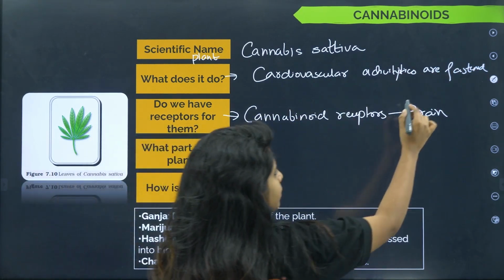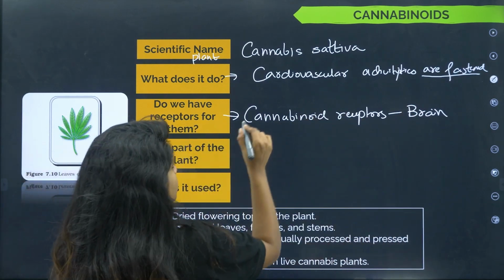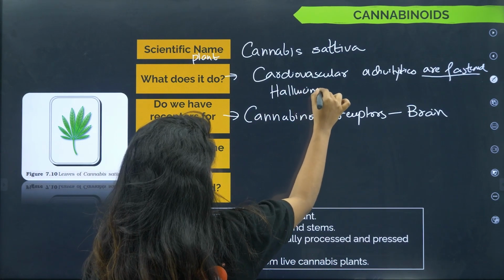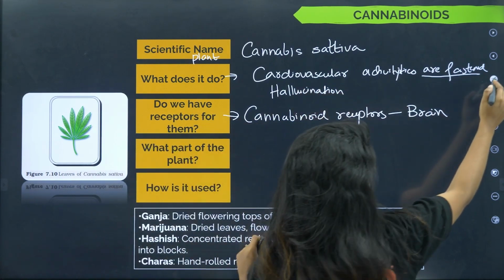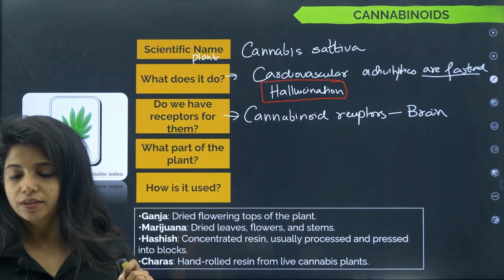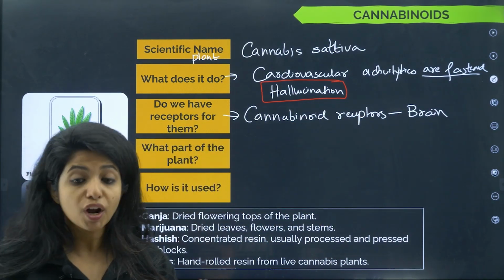This is something that I added. Why? Because I learned about it. I'll tell you about that. And also it is responsible for causing hallucination. Again, this is not given in your NCERT, which is why I'll mark it in red, but still. It also causes hallucination. Now, I'll tell you why cardiovascular activities are fastened, and how.